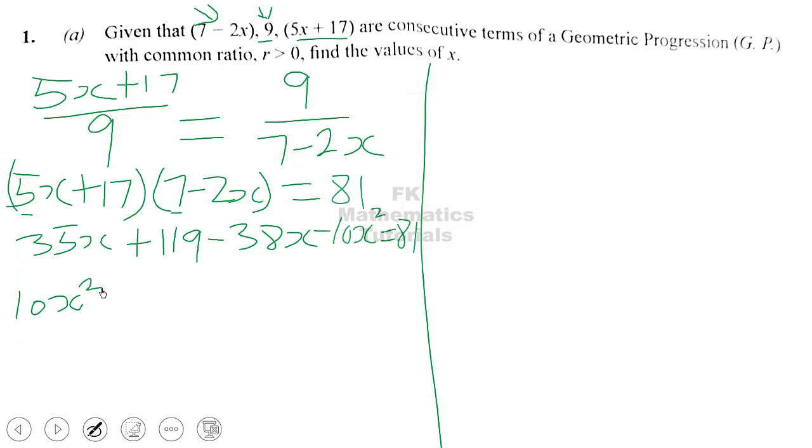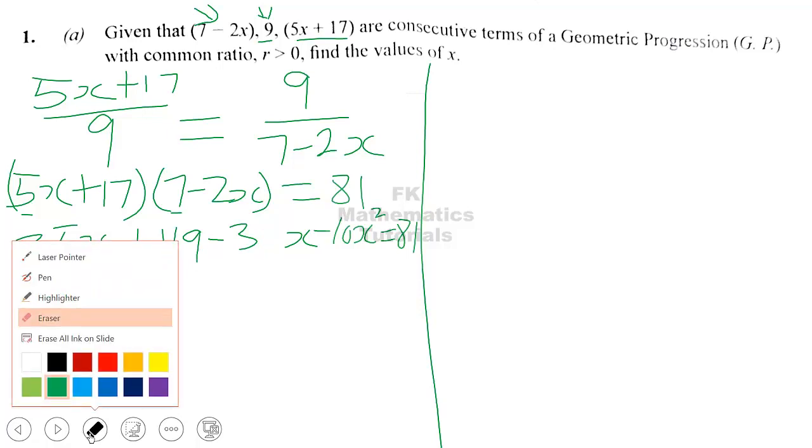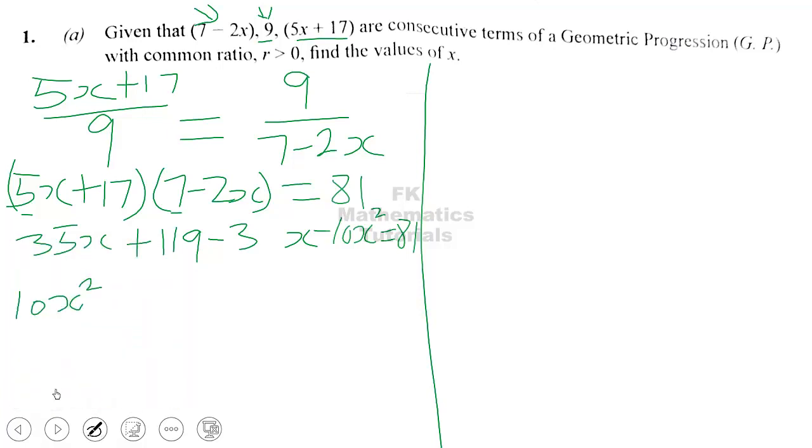Then I have 35 minus 34. So there's a mistake there. The 17 times 2 should be 34. So 35x minus 34x will be positive x. But I'm sending it to where the 81 is. So it becomes minus x.